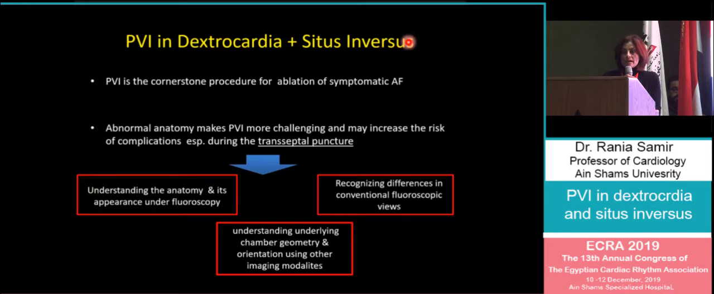So before doing a pulmonary vein isolation in a patient with dextrocardia, you have to do proper planning. You have to understand the underlying anatomy, especially its orientation, or the chamber orientation, under fluoroscopy. Also, you can use the help of other imaging modalities prior to the procedure or during the procedure to help you understand the anatomy or to know the chamber orientation.